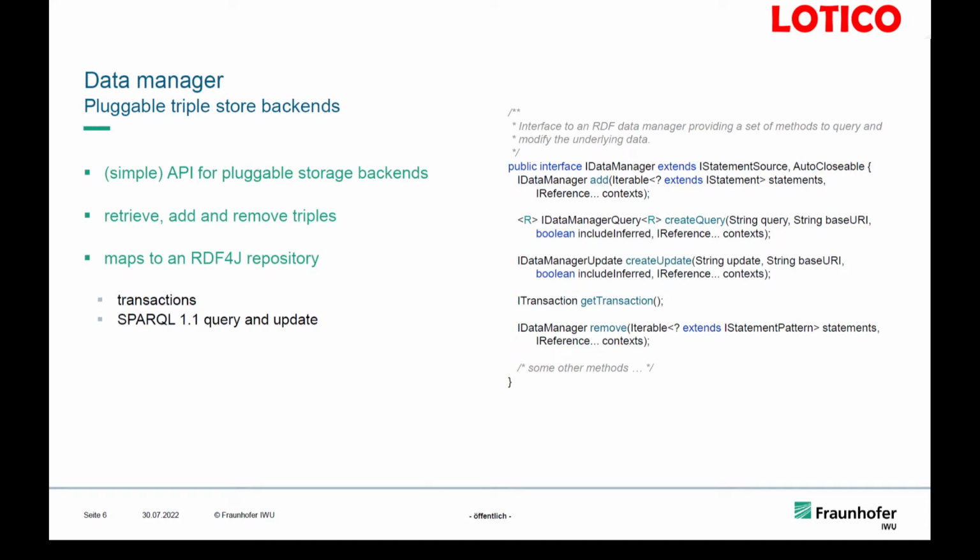Now we come to the other components of KOMMA. As I already told you, we have integrated a data manager layer that can be used to plug storage backends in, and it is able to retrieve, add, and remove triples, and currently maps to an RDF4J repository. We also rely on the transaction support and the SPARQL facilities. On the right side, you can see a small excerpt from the IDataManager interface.